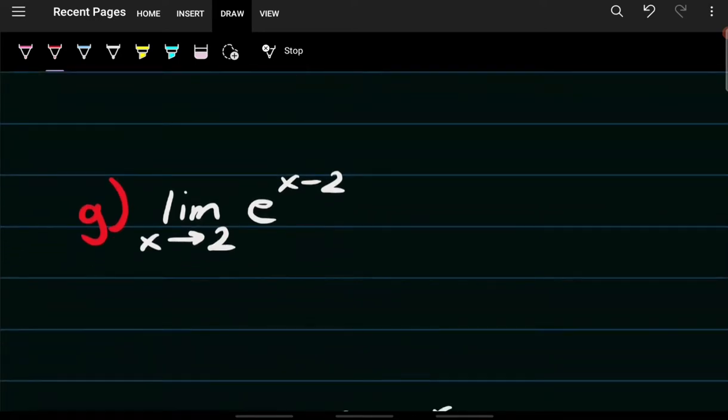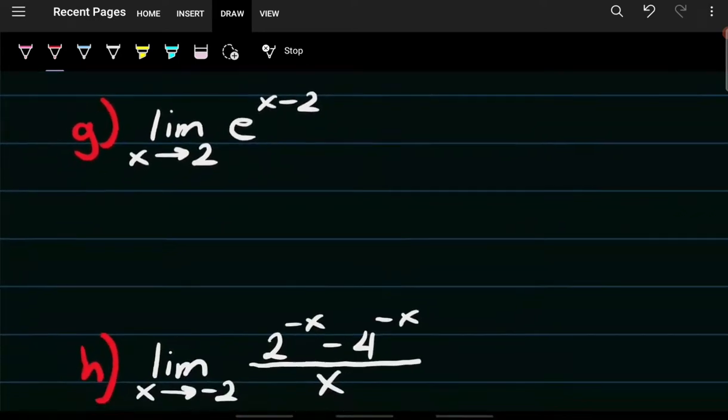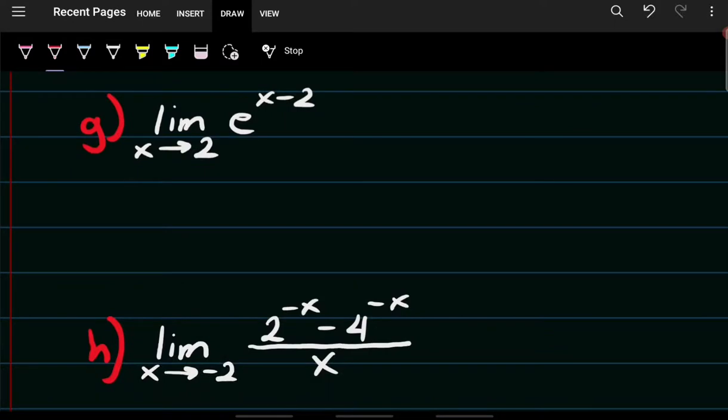Next, example letter G. How about the limit of e raised to x minus 2, and then x approaches positive 2. So guys, please try to answer this example. Okay, this time, let's double check our solution. Let's apply direct substitution. This one will give us e raised to x minus 2. So let's substitute 2 for x, and then copy the remaining term minus 2.